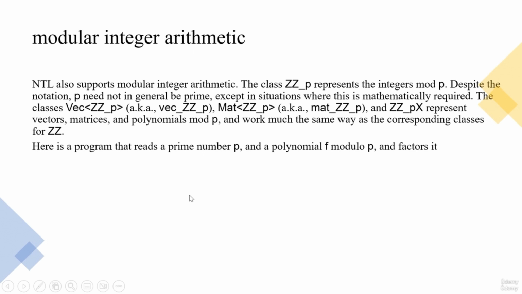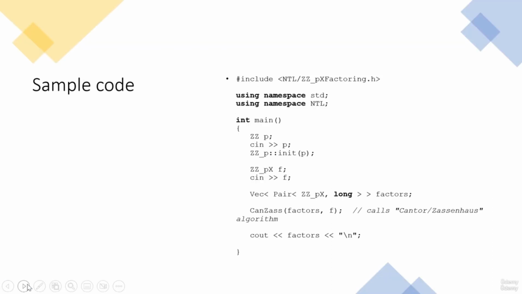NTL also has support for modular integer arithmetic. The class ZZ_p represents the vector, mat_ZZ_p represents matrices, and ZZ_pX represents polynomials. Here p doesn't need to be a prime. For example, we will see a program that reads a prime number p and polynomial f modulo p and factors it. So here we are entering a polynomial and then we are entering another polynomial and then we are doing the factorization.